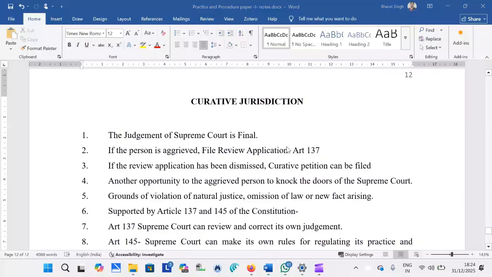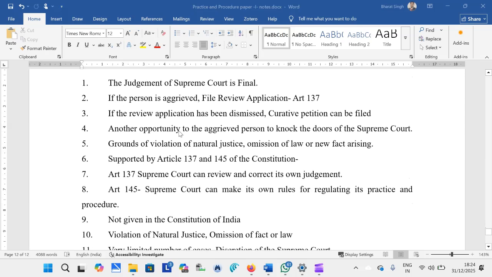Hello friends, today we'll be looking at the curative jurisdiction of the Supreme Court. It is one of the most important questions for the AOR examination. We know that the judgment of the Supreme Court is generally final.